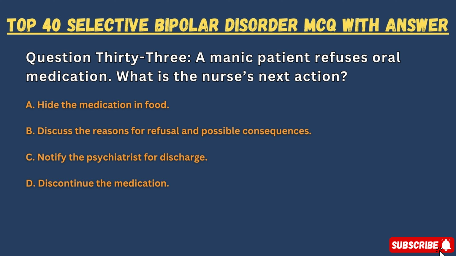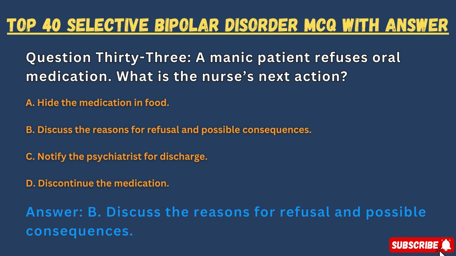Question 33. A manic patient refuses oral medication. What is the nurse's next action? A. Hide the medication in food. B. Discuss the reasons for refusal and possible consequences. C. Notify the psychiatrist for discharge. D. Discontinue the medication. Answer: B. Discuss the reasons for refusal and possible consequences.